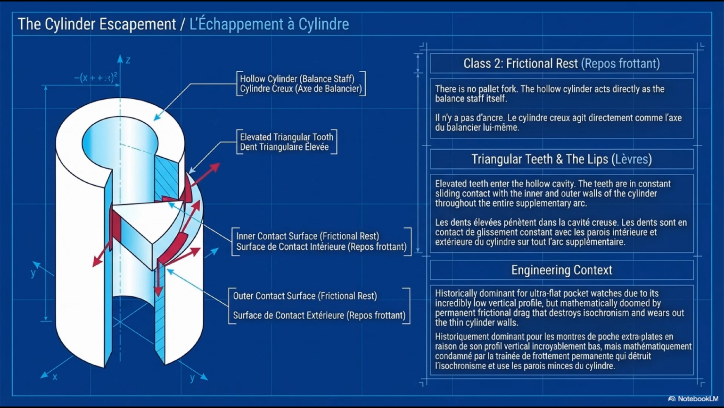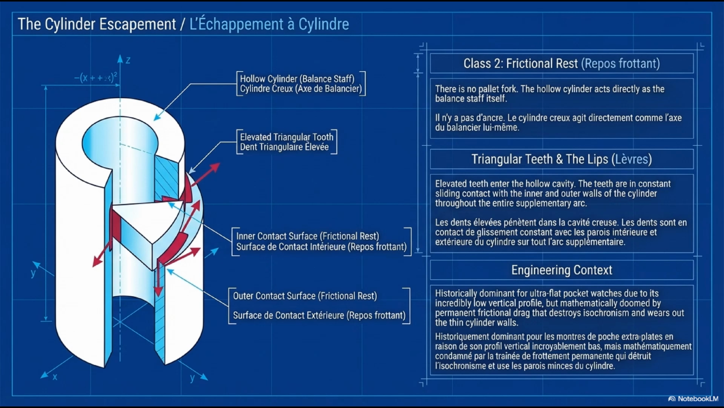The escape wheel has elevated triangular teeth, dents triangulaires élevées, projecting upward from the rim. As the cylinder and balance rotate, these elevated teeth alternately contact the outer surface of the cylinder wall, outside rest, repos extérieur, and enter the hollow interior for inside rest, repos intérieur. During the transition from outside to inside, and vice versa, the inclined face of the triangular tooth slides against the cylinder lip, delivering an impulse to the cylinder and therefore to the balance. Since the balance staff is the escapement element, the escape wheel teeth are always in sliding contact with the cylinder walls.